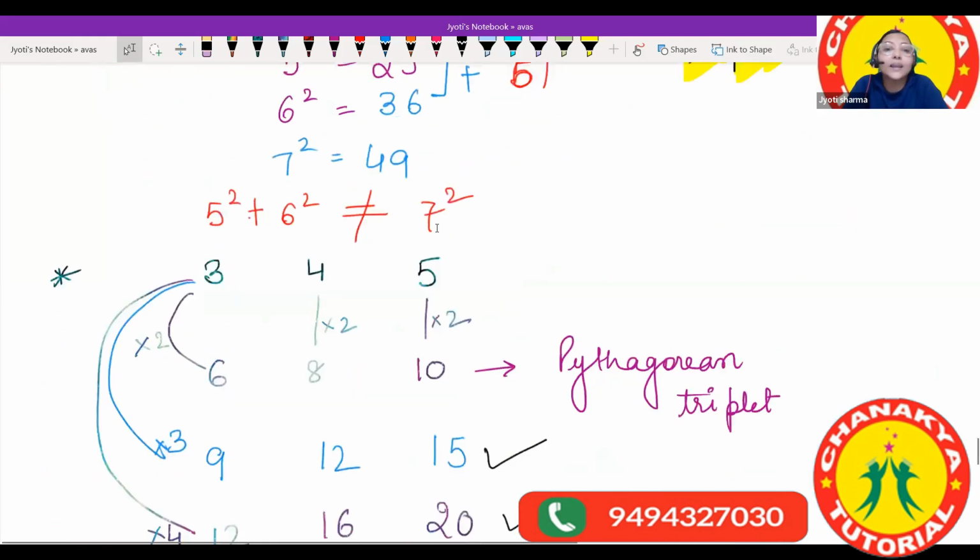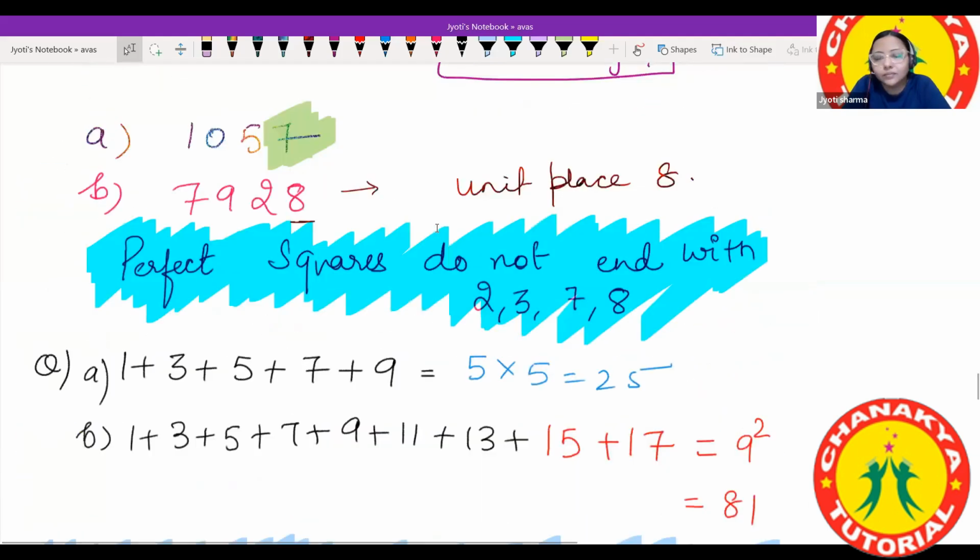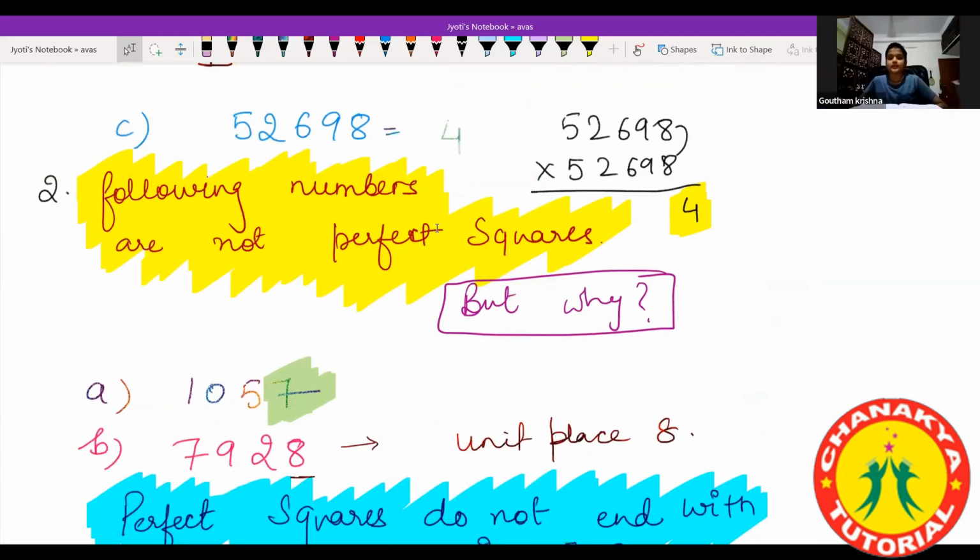Now tell me, kids, what did we learn in today's class? Ma'am, we revised how to find Pythagorean triplets. We learned about Pythagorean triplets.